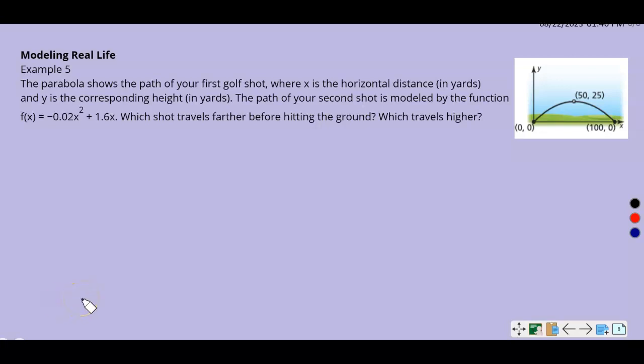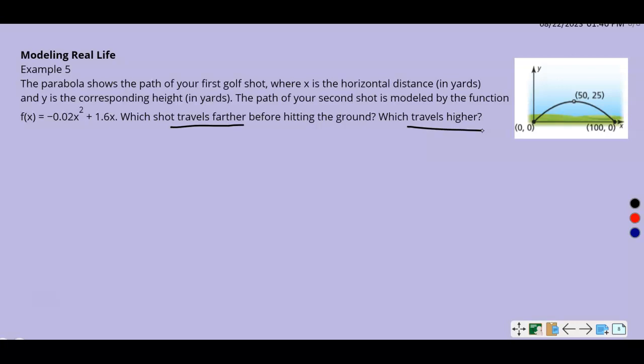All right, this is our final example of characteristics of quadratic functions. So example 5 says the parabola shows the path of your first golf shot where x is the horizontal distance in yards and y is the corresponding height in yards. The path of your second shot is modeled by the function. Which shot travels further before hitting the ground? Which travels higher? So we need to see which one travels further and which one travels higher.